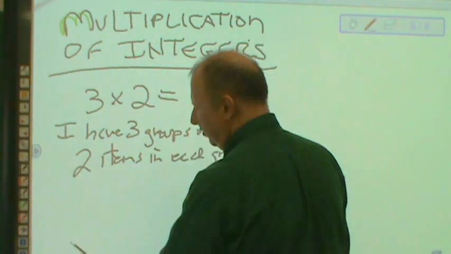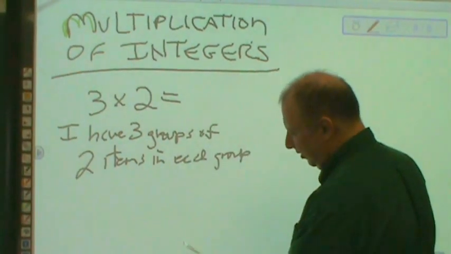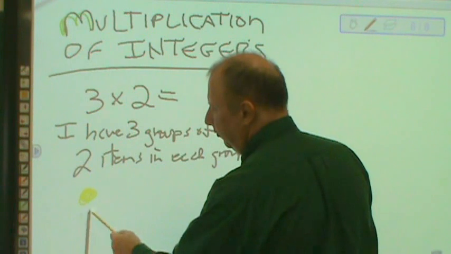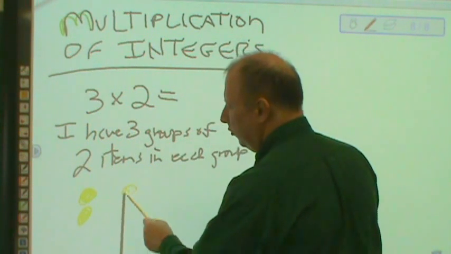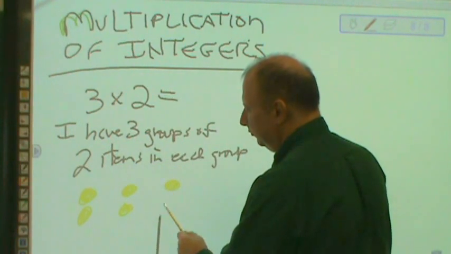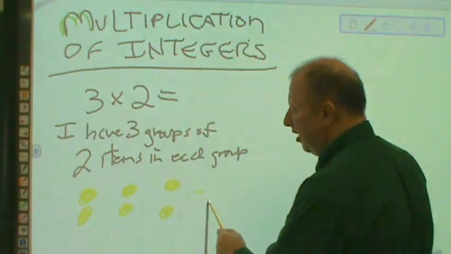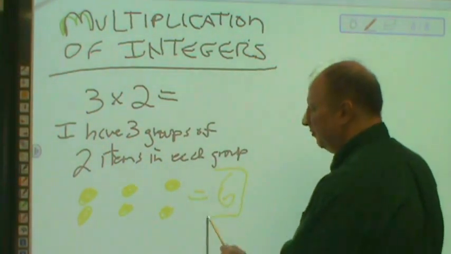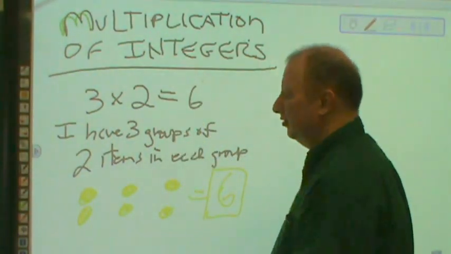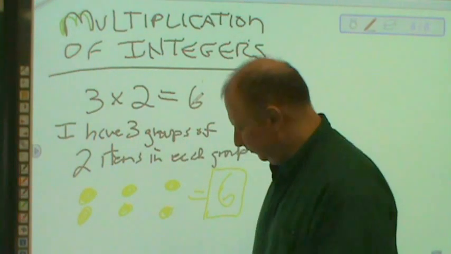So if I go 3 times 2, I'm saying I have 1 group of 2, 2 groups of 2, 3 groups of 2. So that means I have a total of 6 items. 3 times 2, we know, is 6. And this you do know.